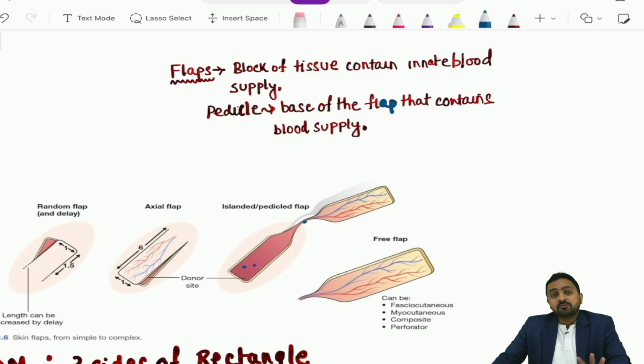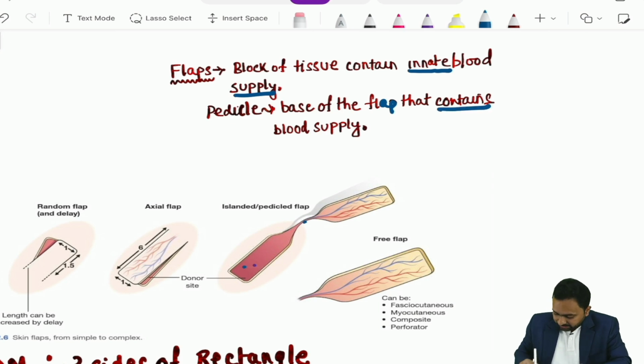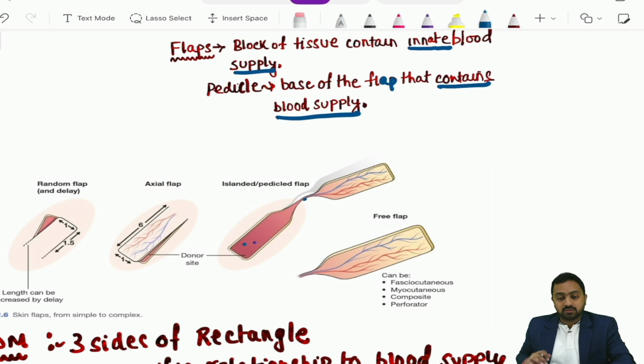Flaps. So flaps are a block of tissue that contain your innate blood supply. Pedicle is the base of the flap that contains your blood supply. So here we have the evolution of your skin flaps from simple to complex. First we have your random flap.